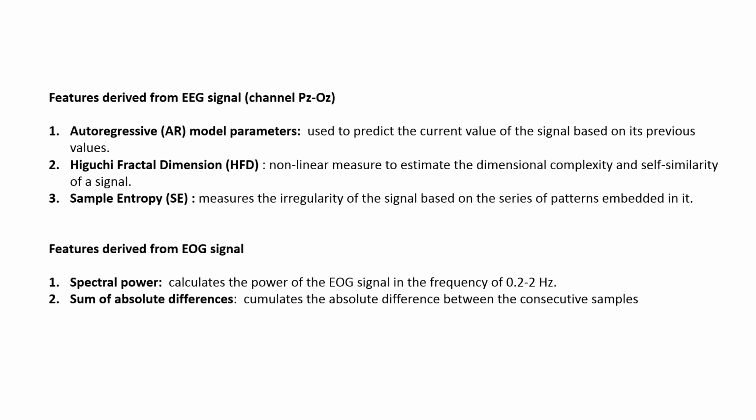Now we have already mentioned that we have derived 3 EEG features, and they are autoregressive model parameters, HFD, and sample entropy, where AR parameters are used to predict the current value of the signal based on the past values. HFD is basically a non-linear measure, and it can be used to estimate the dimensional complexity and self-similarity of the signal. Sample entropy provides the irregularity of the signal. The EOG signal features are spectral power, which calculates the power in the frequency range considered here of 0.2 to 2 Hz, and sum of absolute differences.